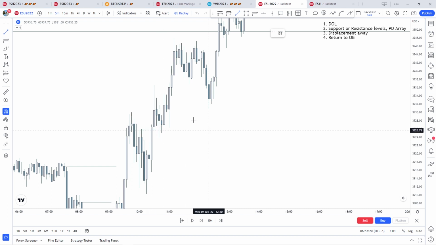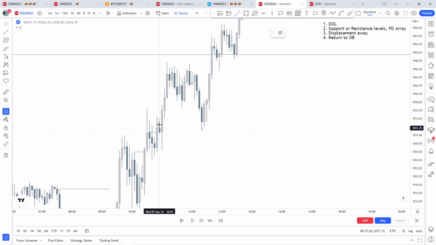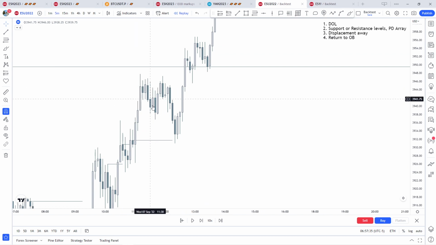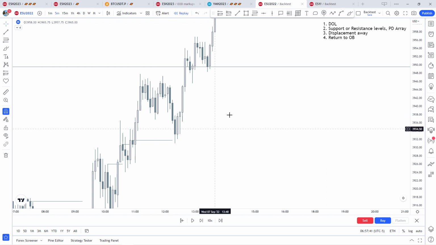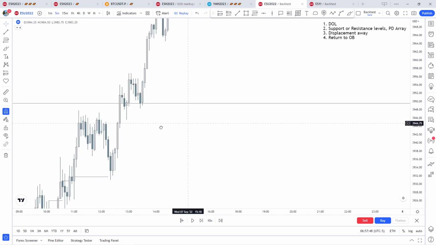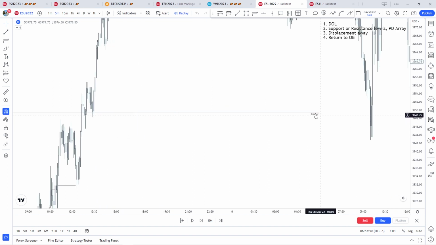How did this one get created? Displacement away, return to order block. How did this one get created? At previous PD array, displacement away, return to order block. See how here there's no order block because it doesn't fit any criteria. Makes sense now. So this is the breaker line. Sorry, that's a bit confusing.